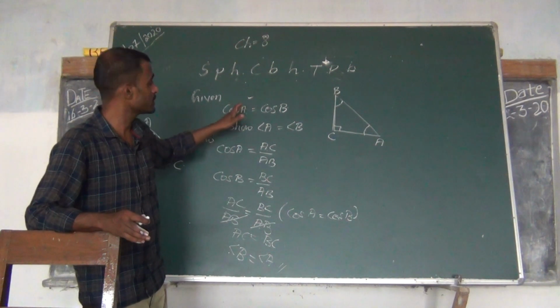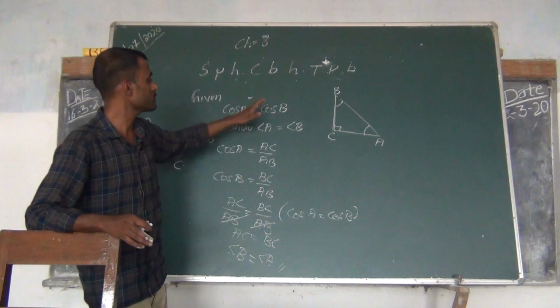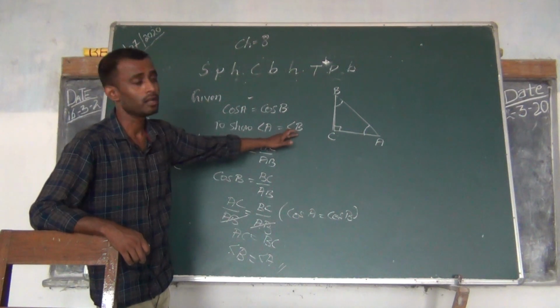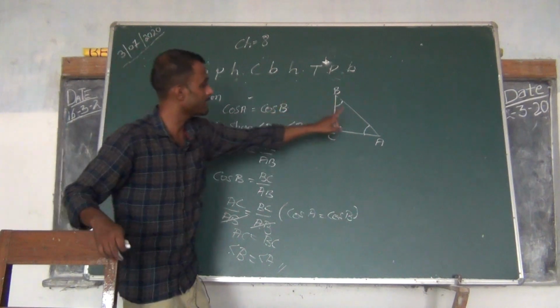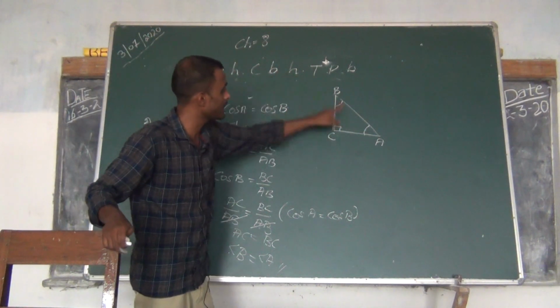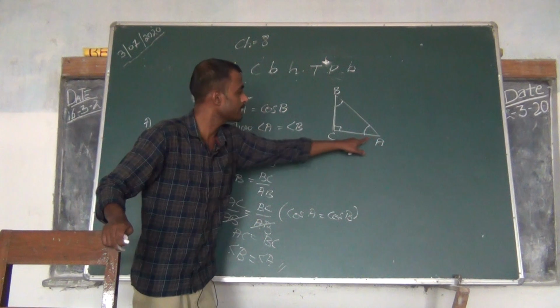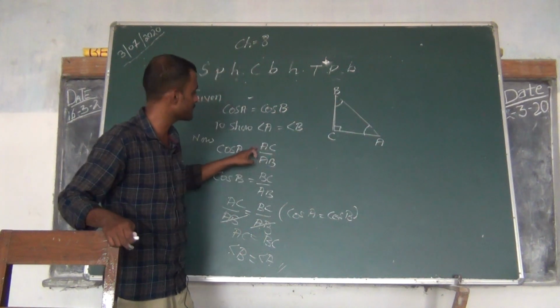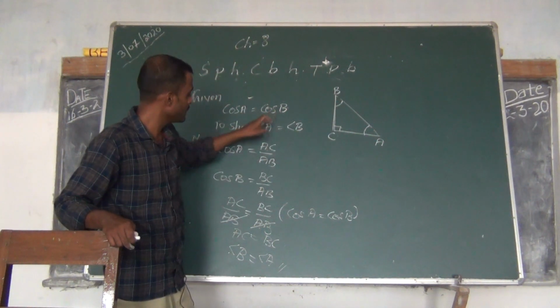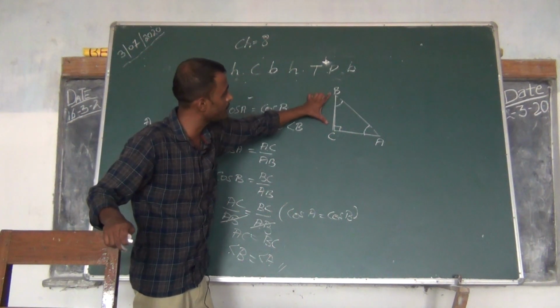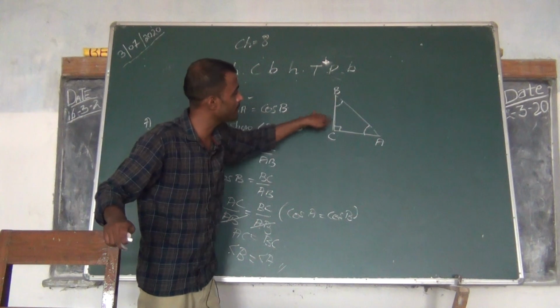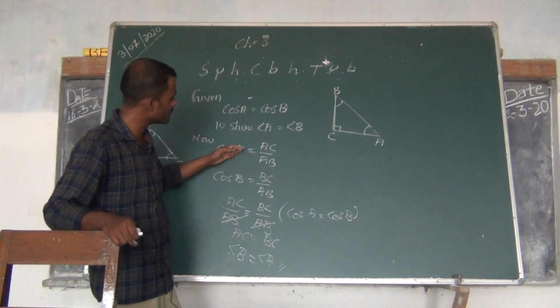Once again I'll tell you the question. Given cos A is equal to cos B, and the question asks to show that angle A is equal to angle B. So I've taken cos A here, and I've taken cos B. Cos A, when you see the angle here, what's the formula? B by H. If the angle is here, this is B and this is H. What is it? AC by AB. That's what I wrote here, AC by AB. Now when you take cos B, the angle is here. Again the cos formula is B by H. If the angle is here, this is base and this is H. BC by AB is done.